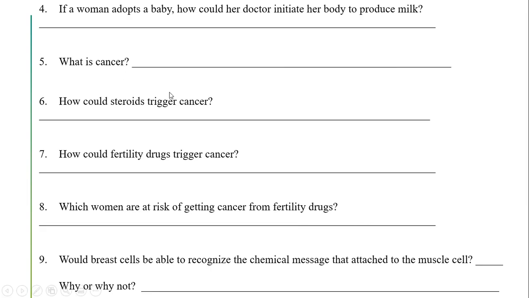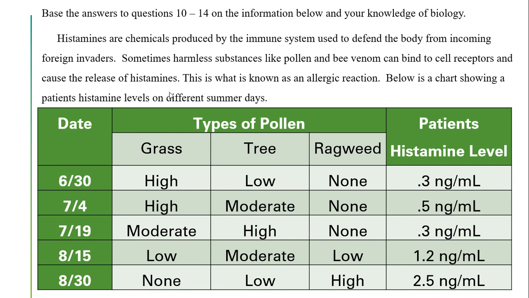Okay, then you've answered the first 9 questions. And now the last page, questions 10, 11, 12, 13, and 14 are based on this diagram. Base the answers 10 to 14 on the information below and your knowledge of biology. So this is about allergies. So what are histamines? You just read a little reading and try to analyze the data. So a lot of bio is analyzing data.